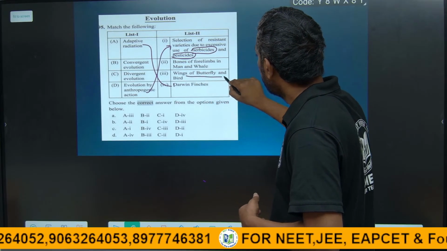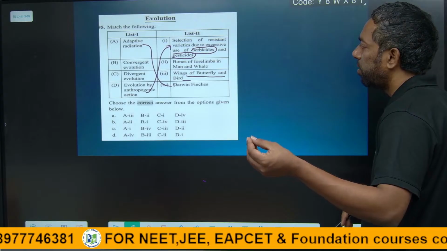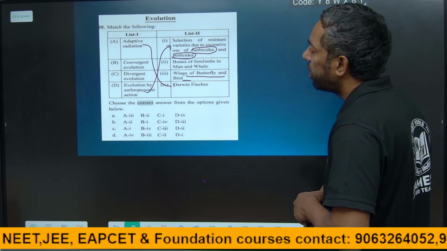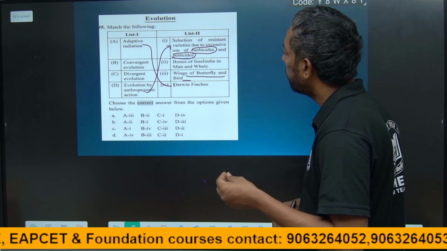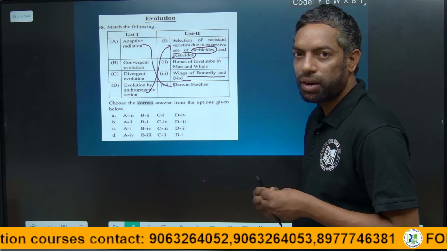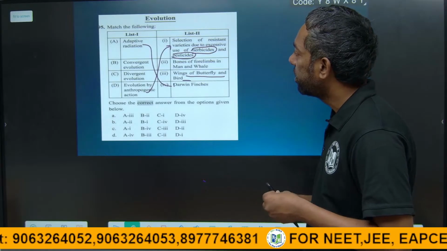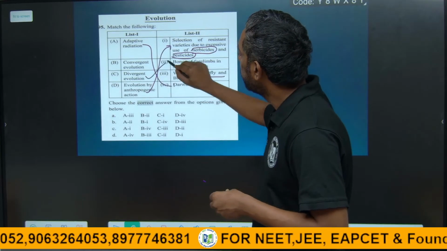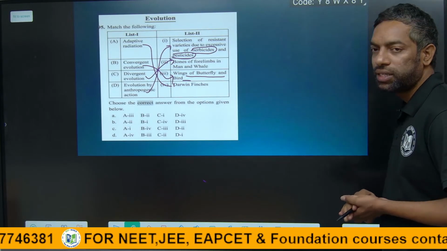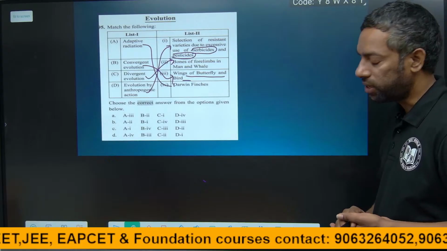Birds' wings and butterflies' wings originate differently but the function is the same, flying. So wings of butterflies and birds are convergent evolution, guys. Bones of forelimbs of man and whale: whale forelimbs and man forelimbs have the same origin but different function, that is divergent evolution. Convergent evolution is the wings of butterflies and birds, analogous; divergent is homologous. This is important for the exam, guys, from the evolution chapter.